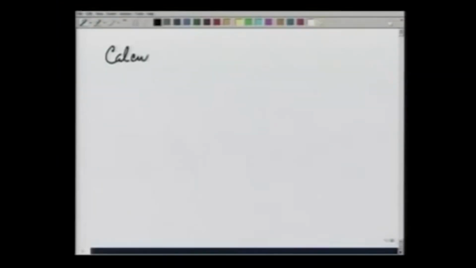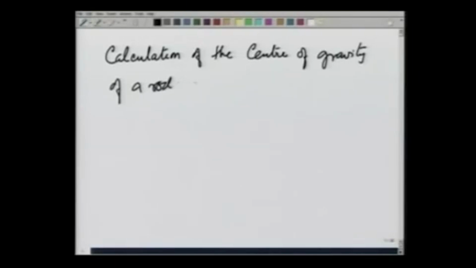So, you see immediately the connection between the first moment or the centroid that we defined and a problem in mechanics. As an example of things to come, let me end this lecture by solving a problem of calculation of the center of gravity of a rod made of two different materials.